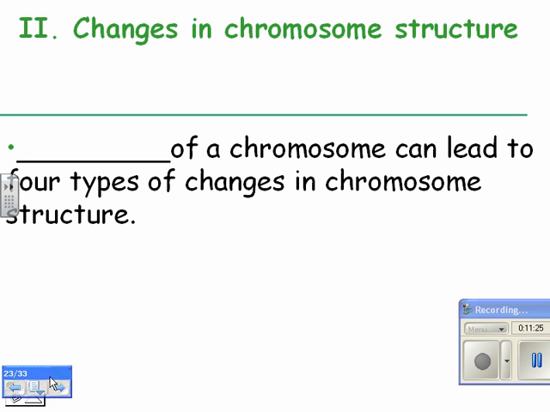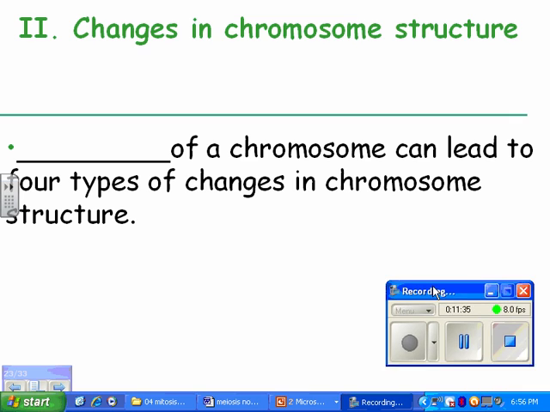All right, so those were all of the major issues that occur when you have one extra or one fewer chromosome. Now what we're going to look at are changes in chromosome structure. And I think I'll start a new one for this.